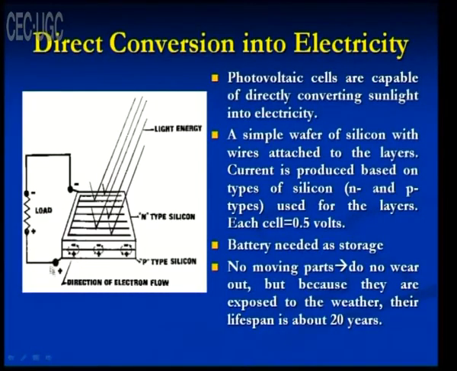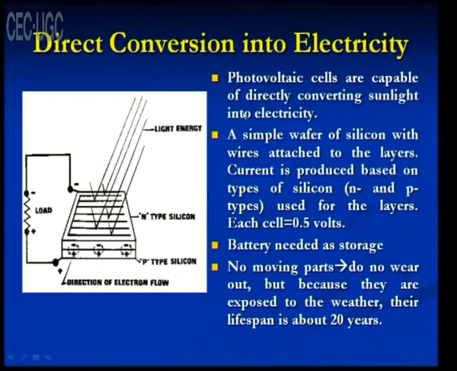Now, this picture explains the layers: your n type layer, your p type layer, and an external load is available here. The electrons move through the external load and then come and join with the hole over here. This is the direction of your electron flow. All this happens due to the fall of light energy onto your system.